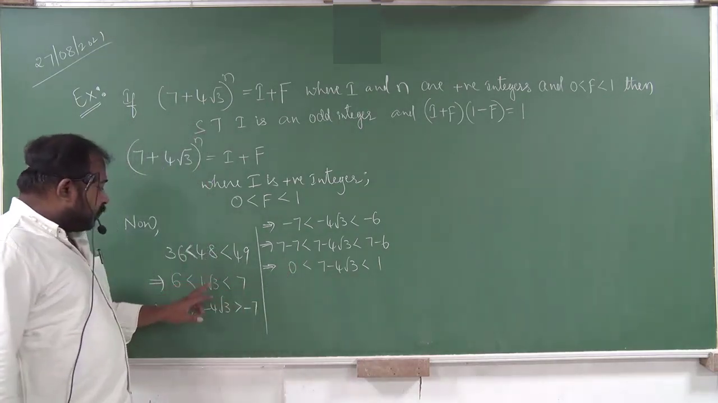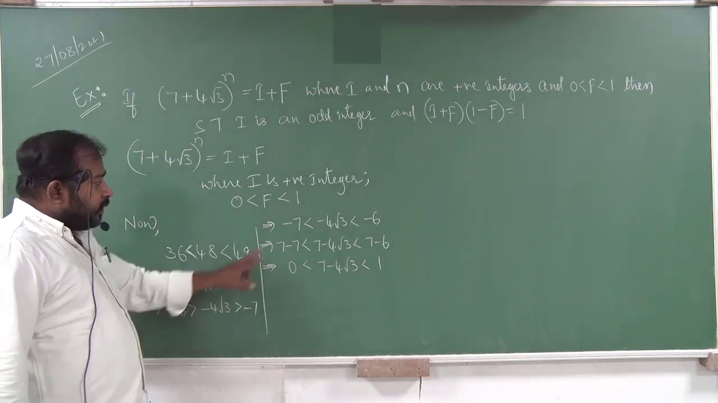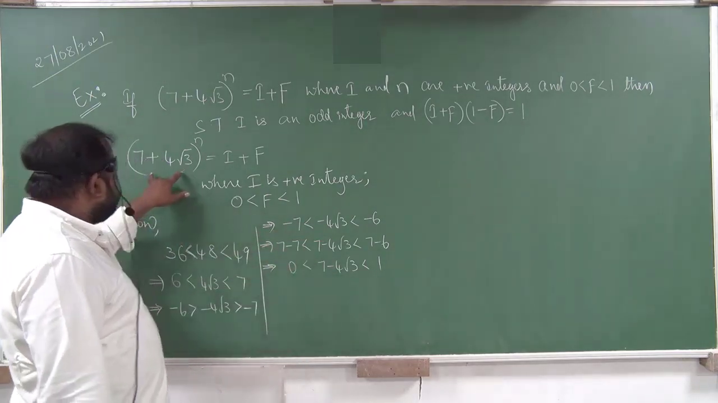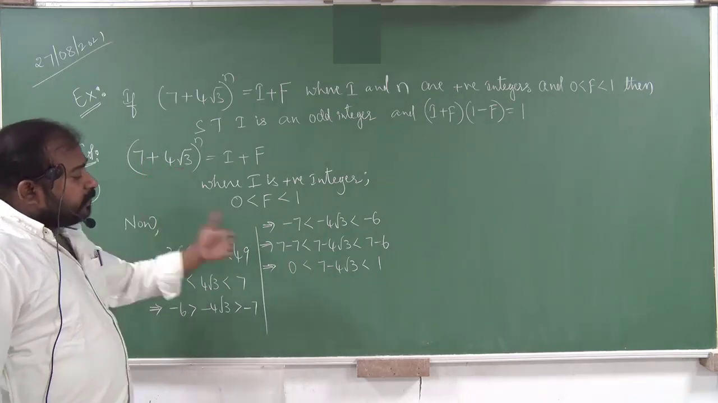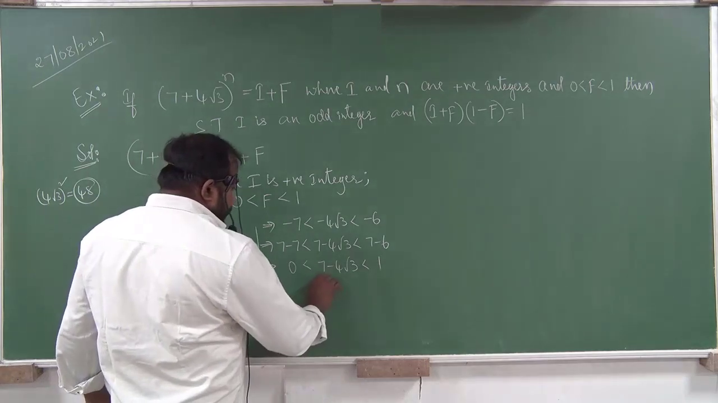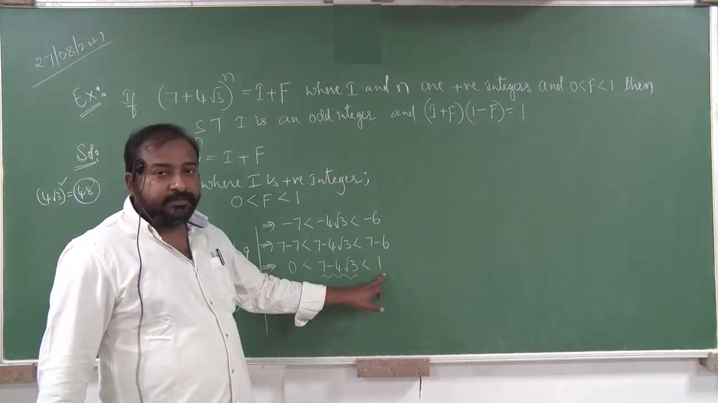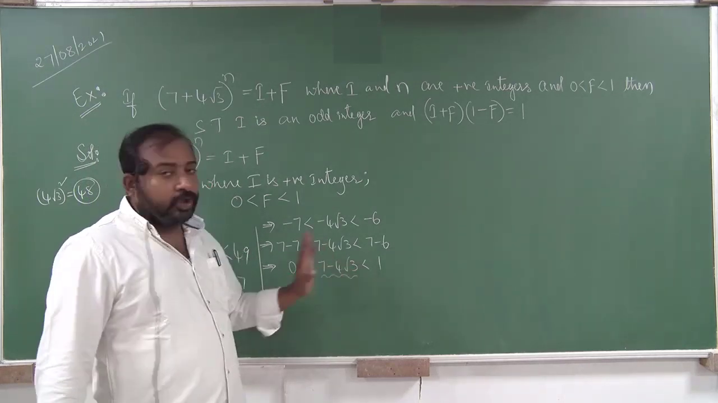So here first of all you can take 4 root 3. So if you multiply, this is the inequality. Add 7, you will get this one. How I can take this value? Based on this value, here 7 plus 4 root 3 is given, so I am taking 7 minus 4 root 3. And now listen. This 7 minus 4 root 3 lies between 0 to 1.